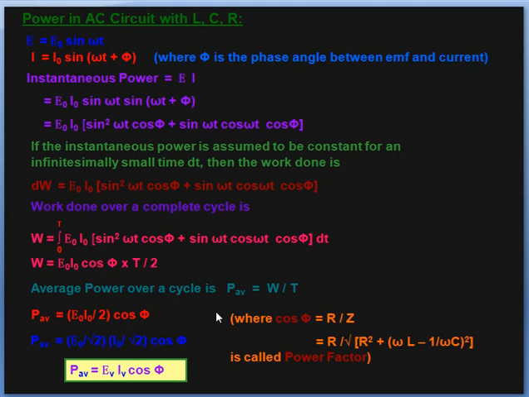So average power will now become, these two can be written as root 2 into root 2. So I naught upon root 2, E naught upon root 2, remember? This is the RMS value. I naught upon root 2 is the RMS value of current. So P average equals V RMS into I RMS cos of phi.